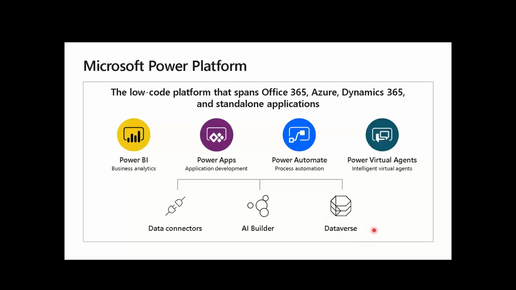And Dataverse is basically the cloud database where these apps store their data. Earlier we used to know it as Common Data Service, but now we call it Dataverse. It helps us store our data in the cloud. If you are working with Power Apps or Power Automate, every application stores some kind of data, right? Whether it's metadata, organization data, or actual user data. That type of data is stored in Dataverse. So this is the whole Power Platform in a single picture.